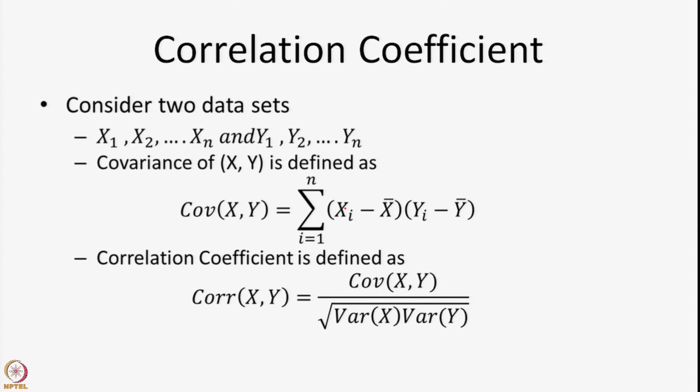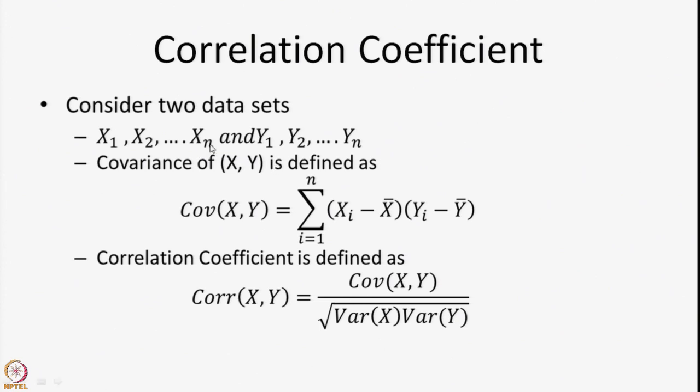Next, we would like to define something called correlation coefficient. So far, we were dealing with one data set. Now, suppose you have two data sets, x1, x2, x3, xn and y1, y2, y3, yn. The covariance of x and y: you know what the variance of x is, which is a variation within x. Variance of y shows the variation within y with respect to its mean value y bar, and here it is with respect to its mean value x bar.